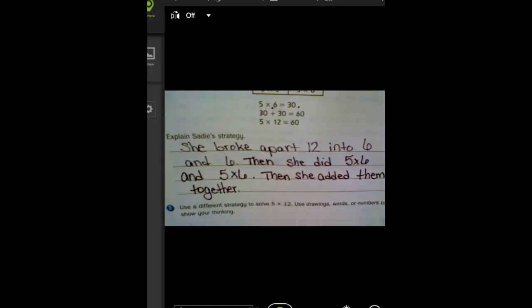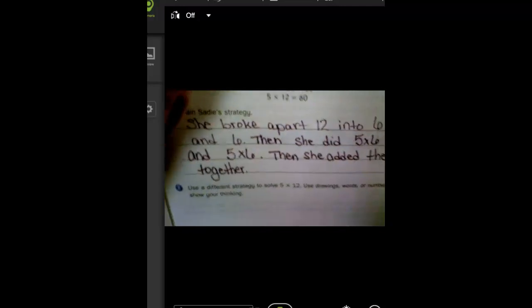Perfect. Okay. One way. I'm going to be honest, that is not the way that I would have done it. That's a good way. I like it, but that is not the way I would have done it. So let's take a look. Part 2 says, use a different strategy.